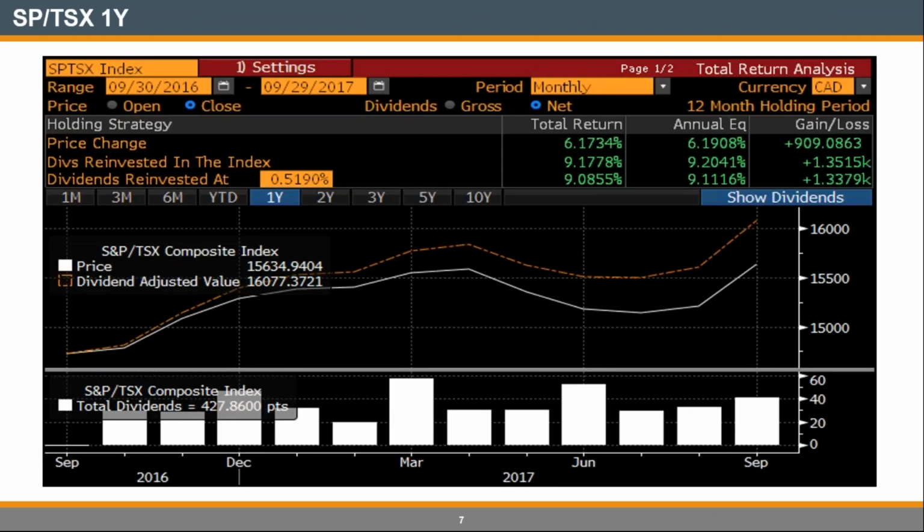So we go to our data source, Bloomberg. That gives us the total return analysis for the certain time period, and in this case, we're looking at 1 year on a monthly basis for each of our relative indices. The S&P TSX has grown at a rate of 9.2% over the last year. Hope that's fairly clear.